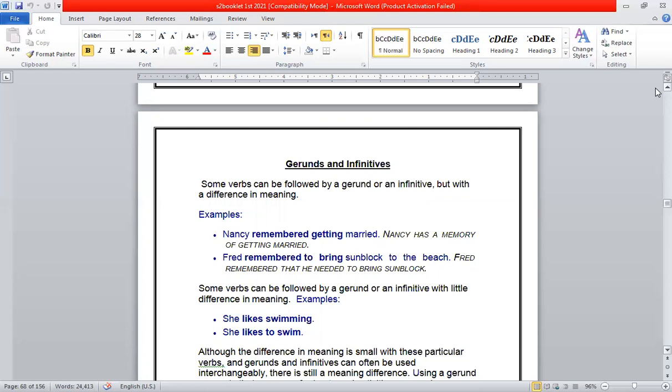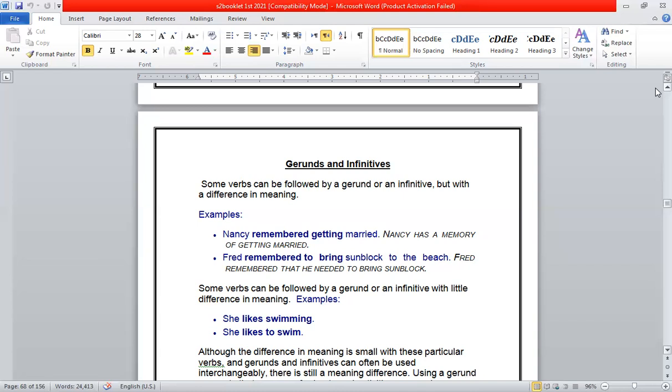Okay, let's read. Nancy remembered getting married. Nancy remembered to bring some block to the beach. Okay, remembered getting and remembered to bring. What's the meaning? Nancy remembered getting married: Nancy has a memory of getting married, so she remembered that. Now she knows that she's married. Fred remembered to bring some block to the beach: Fred remembered that he needed to bring some block to the beach. Remembered to, he needed something.